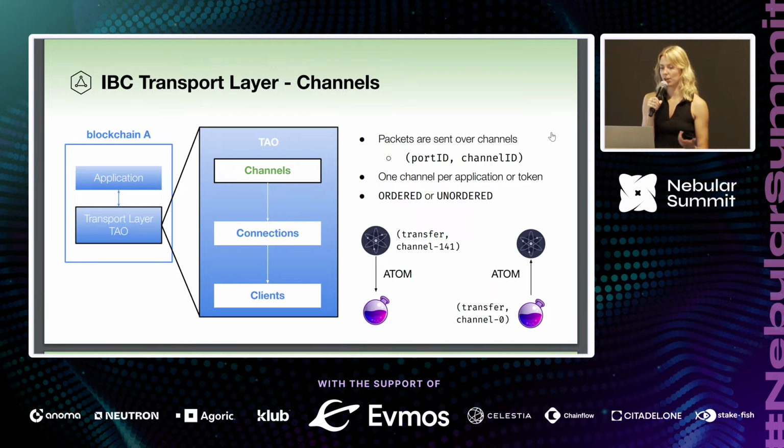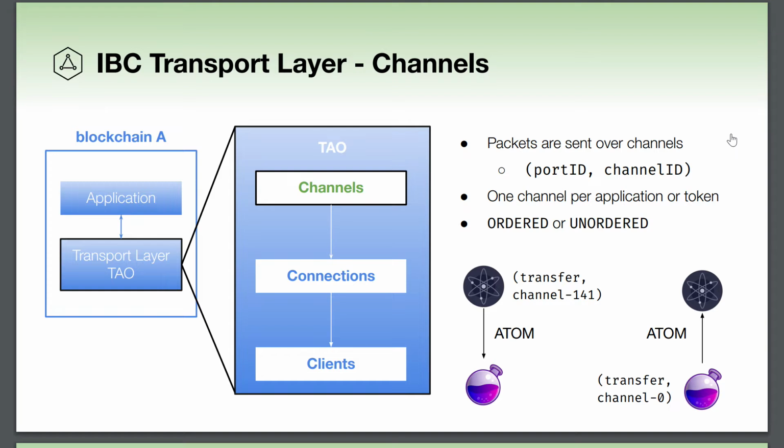And for a single token denomination, there would be one channel as well. So you wouldn't have multiple channels sending Atom. There would just be one channel that's dedicated to sending Atom between the hub and Osmosis. And these channels can be ordered or unordered. So it either matters the time that the originating message was sent, or it's irrelevant.